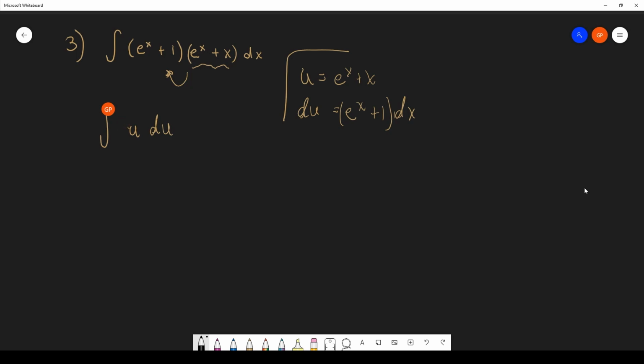So now all we have to do is integrate this as if it were another variable, and we get that this is equal to 1/2 u to the second power plus c. And then all that is left to do is to replace what we substituted u for, and we have that this integral is equal to 1/2 (e to the x plus x) to the second power plus c. And that's it.